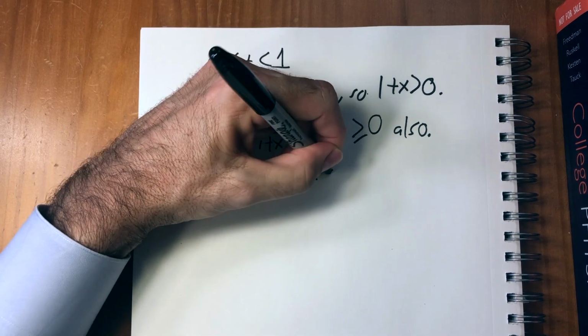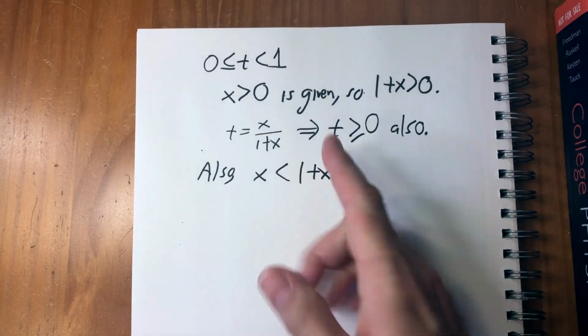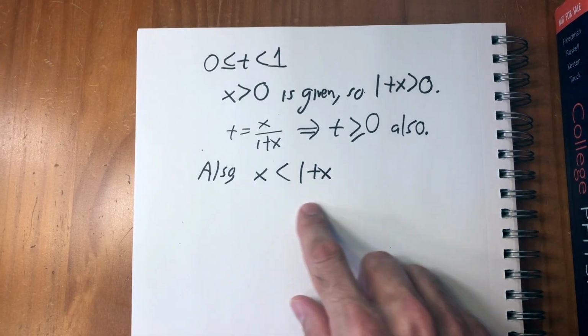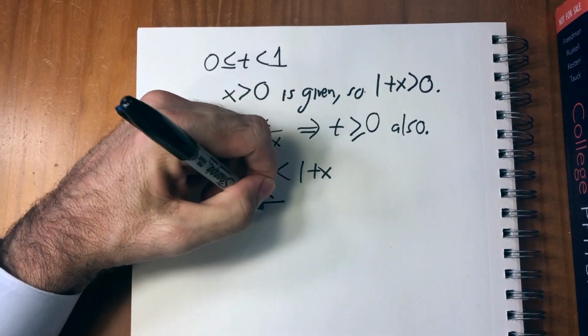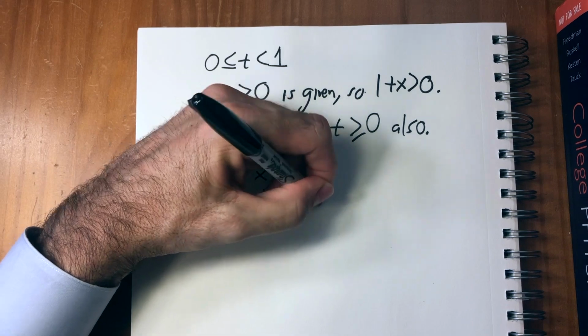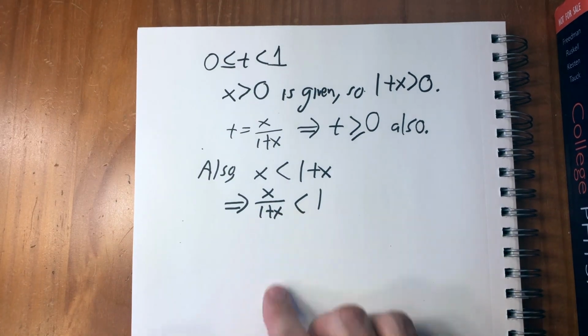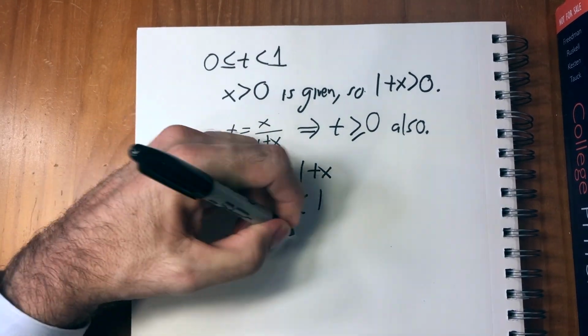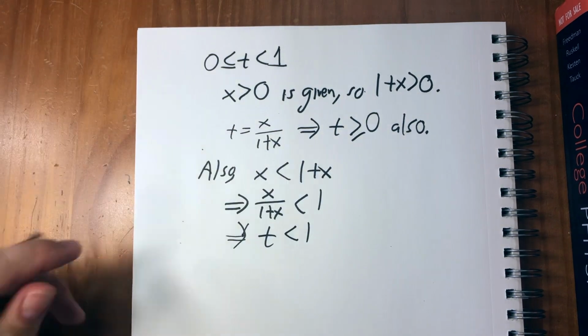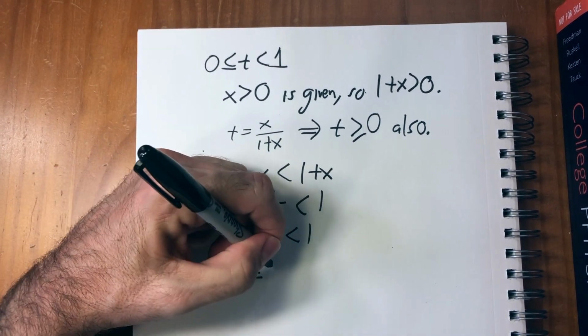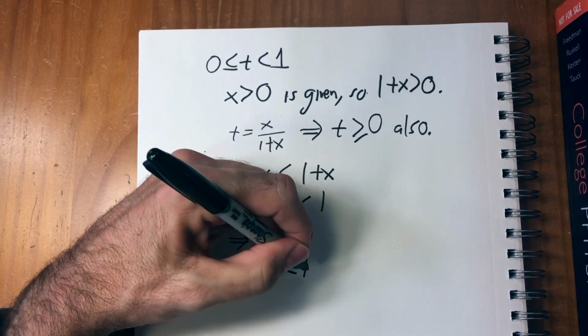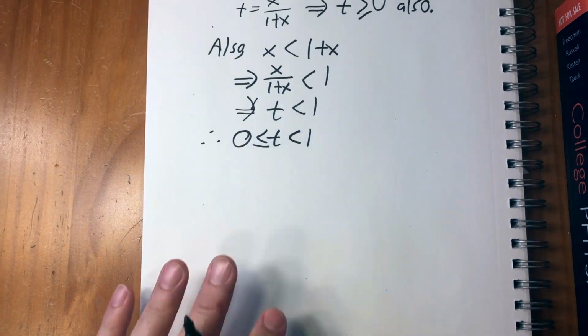So also, x is less than 1 plus x, because we added 1 to x. So if we divide both sides by 1 plus x, then we get that x over 1 plus x is less than 1. This is t, so that means that t is less than 1. So 0 is less than or equal to t is less than 1. Okay, that's the first thing, but we're not there yet.